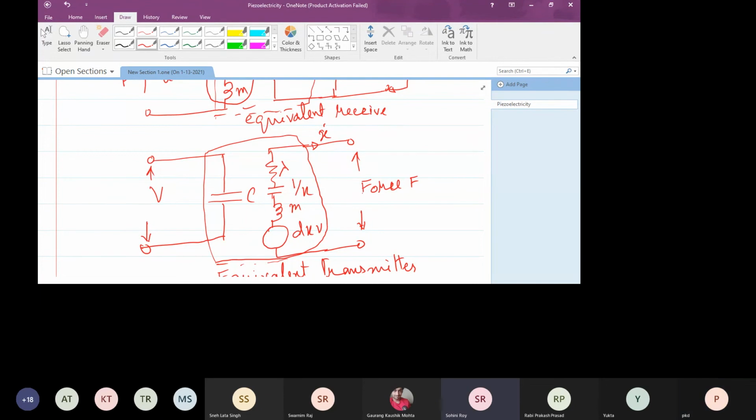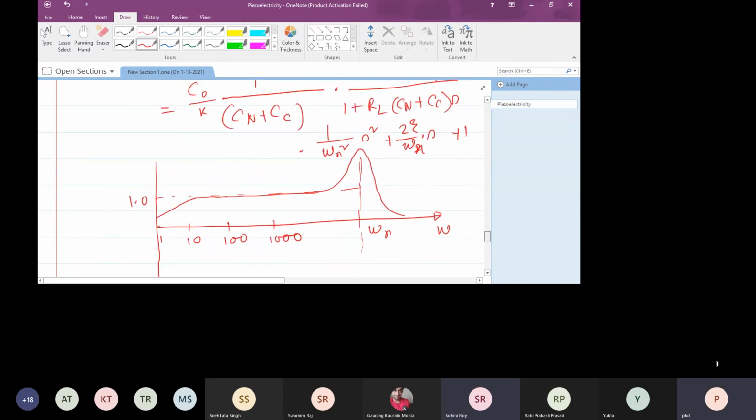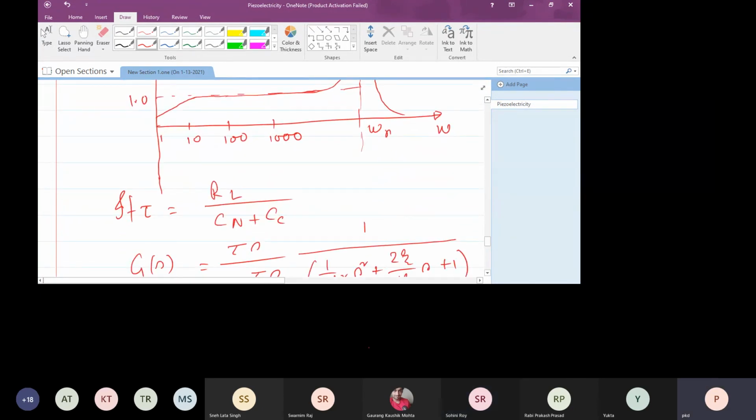Okay, sir, and in the time constant part, sir, we are doing like RL by CN plus CC. So, sir, won't the unit become like impedance squared? Time constant. Yeah. Time. This is capacitance. Sir, I mean, we normally do time constant as R into C. R into C. Okay. It is R into C, but here because this RL is not coming into series.